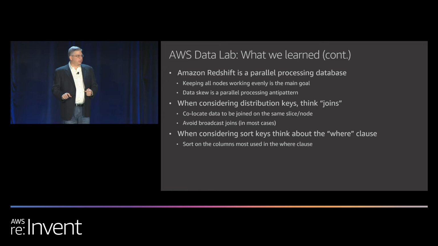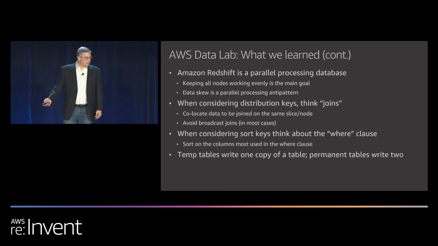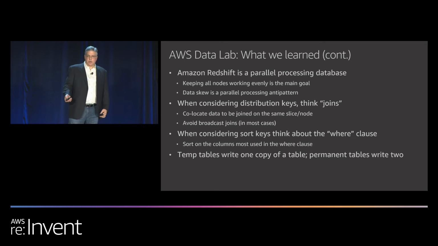When you're looking at your sort keys, you want to think about the where clause, where date equals X. That means you should be sorting on date. Or where symbol equals Y, you should sort on symbol, that kind of thing. And with temp tables, they'll write one copy of a table, whereas a permanent table is going to write two for high availability purposes. So that's why the team switched to temporary tables in the middle, and literally, the create temp table took half the time.